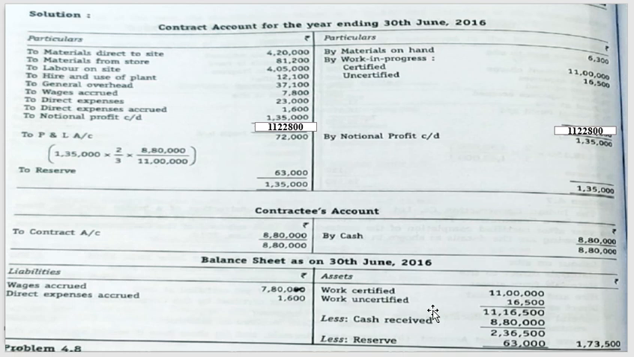From that we will minus our cash received amount, and we will minus how much has gone to the reserve. So to know the balance amount which is yet to be received, that balance will be the asset of the contractor. As it is an asset, we will classify it and show it in the balance sheet. So your work in progress items are work certified, which is 11 lakh, and work uncertified, which is 16,500, which will give you 11 lakh 16,500.